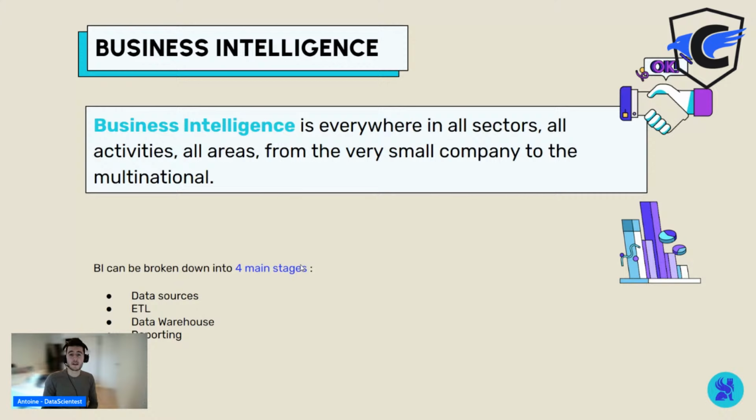Because of this diversity of data sources, we need a second stage that is named ETL. What is ETL? Extract, transform, and load. And we will see why this part is very important. Then we have the data warehouse stage, and finally the creation of reports. So let's detail each one of these stages.